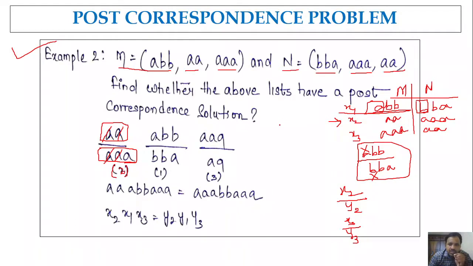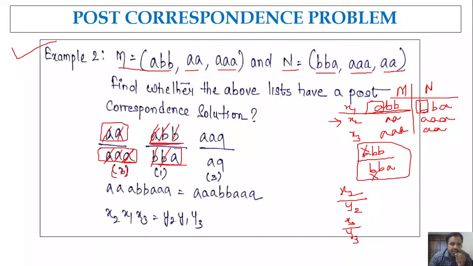Here you have the choice to start with either x1, x2, or x3. If we start with x1, you will get ABB in the numerator, and since we have selected x1, definitely you will get y1 in the denominator, that is BBA. Now if we compare, A is matching with A, then B in the numerator is matching with the denominator, and again B is matching with the denominator.